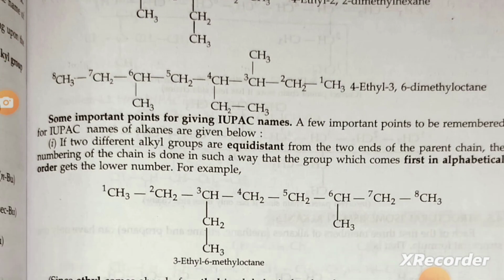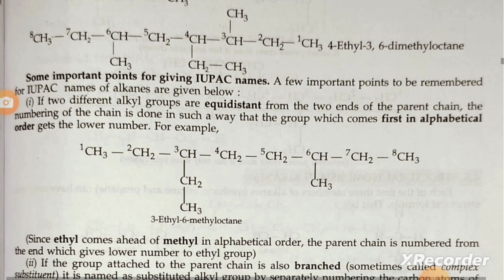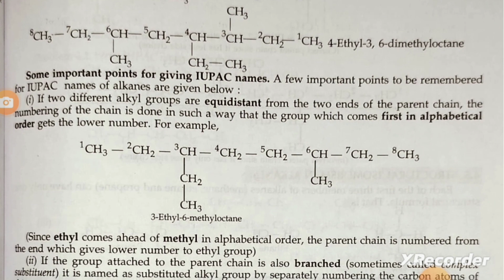Some important points for giving IUPAC names. A few important points to be remembered for IUPAC names of alkanes are given below. First, if two different alkyl groups are equidistant from the two ends of the parent chain, the numbering of the chain is done in such a way that the group which comes first in alphabetical order gets the lowest number. For example, 3-ethyl-6-methyloctane. Since ethyl comes ahead of methyl in alphabetical order, the parent chain is numbered from the end which gives the lowest number to the ethyl group.